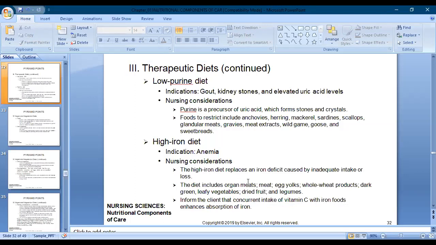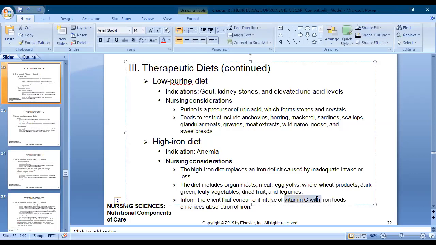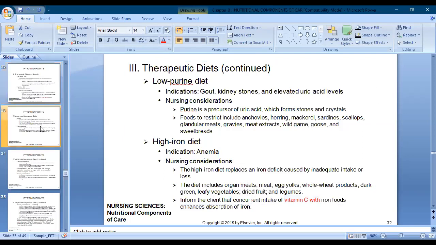But organ meat contains too much purine, right? So meat, egg yolk, whole wheat products, dark green vegetables. Today, from the evolved question, the student can answer me: dark green vegetables. Also inform the client to take in vitamin C. Vitamin C helps the absorption of iron, right? Need to know for the NCLEX board.